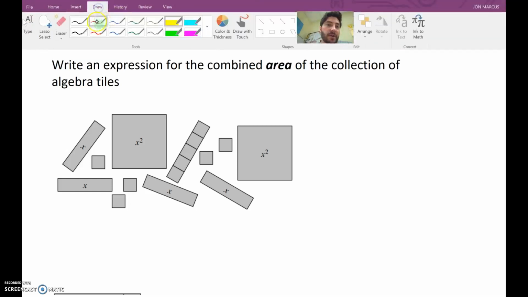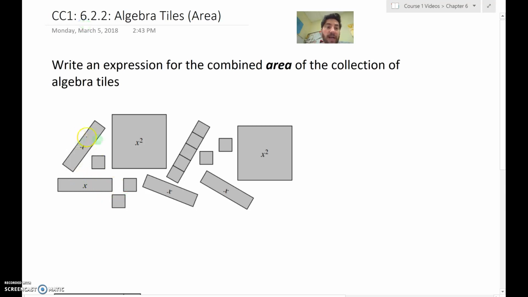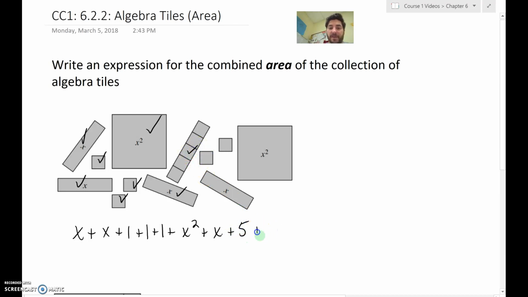Let's see here. Let's go to draw. Let's get this. So I'm just going to start by using my eyes and just go through and say everything that I have. So one way to do this is just to start at one place and say, well, I have an x tile plus an x plus a 1 tile, plus a 1, plus a 1, plus an x squared, plus an x, plus a 5, plus a 1, plus a 1, plus an x, plus an x squared.